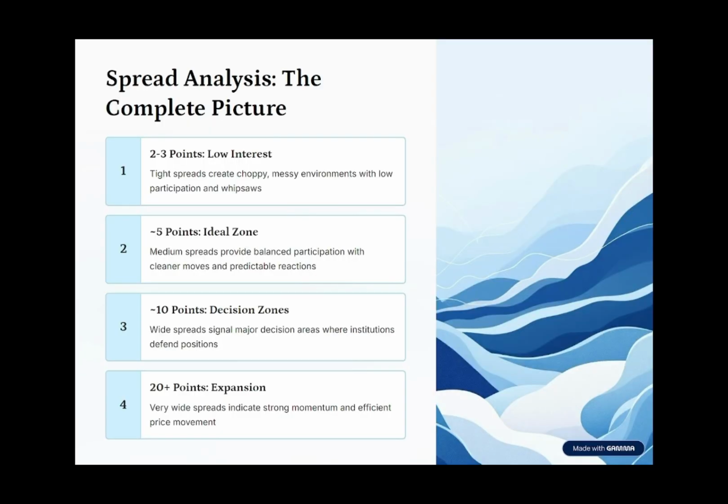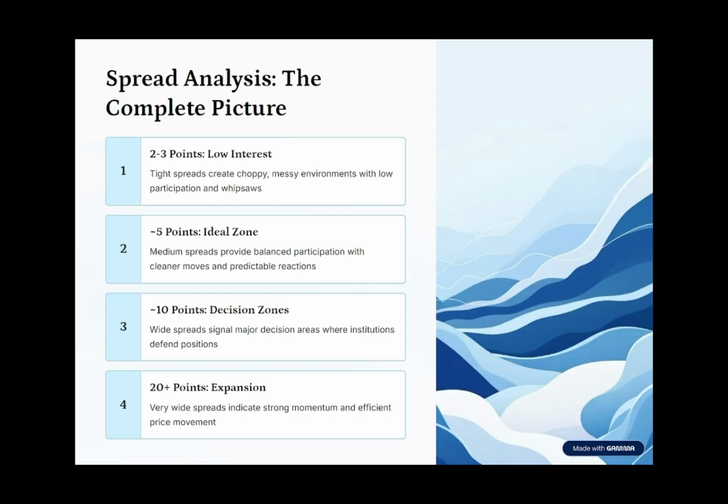Here's a complete picture of the spread analysis. There are four types of spreads. The first one is a tight spread with only 2 to 3 points between levels. This spread delivers a choppy, messy environment with low participation and lots of whipsaw price action. The second one is the 5-point spread. We find this spread ideal. It provides balance with cleaner moves and a more predictable reaction.